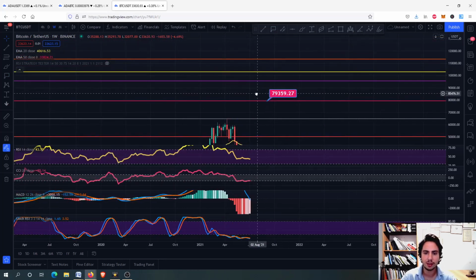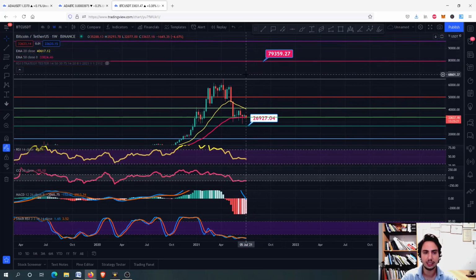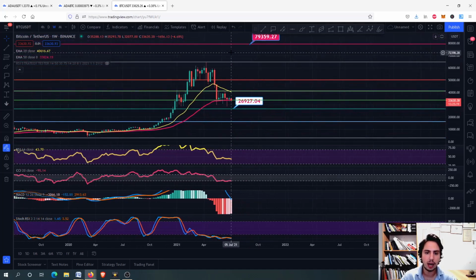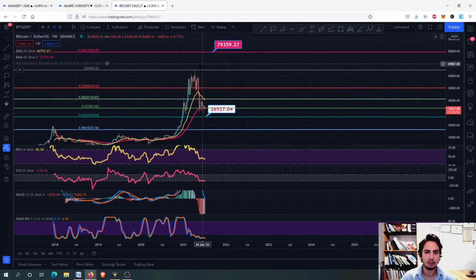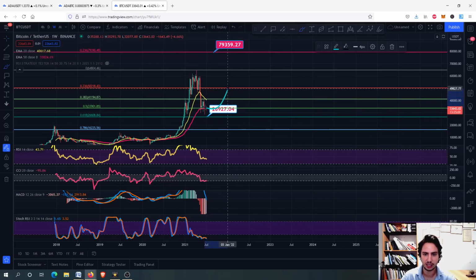So 100,000 Tether USD Bitcoin is very, very possible. But when are we going to approach this number? I believe, guys, that we have some time till we approach this number. We will consolidate between those numbers right there, the 0.786, the 0.618, around there, guys, this area right here. Maybe we will have another shrink high. Maybe if we have another shrink high, we are going back at 49,000, 46,000 Tether USD, around there.